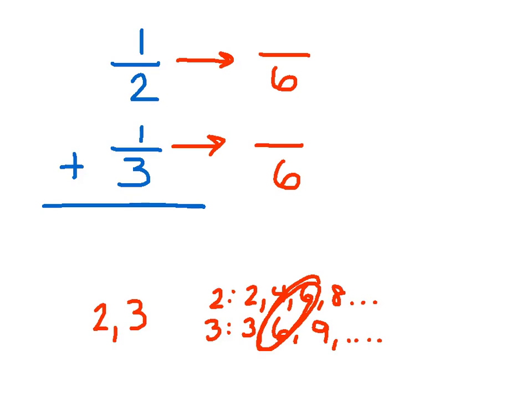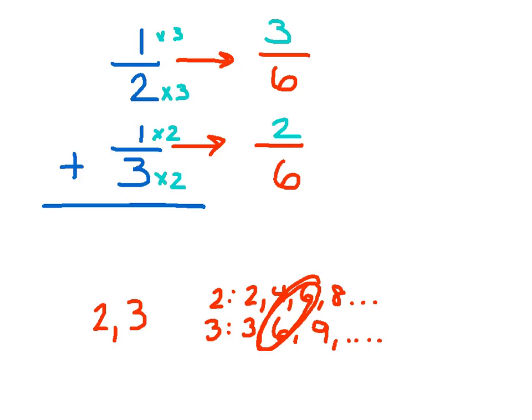But anyway, 1/2 then, if I think about what I know about equivalent fractions, I would have to multiply it by 3 to get to 6. So 1 times 3 would be 3, or 1/2 is equal to 3/6. 3 times 2 would give me 6, so 1 times 2 would give me 2.